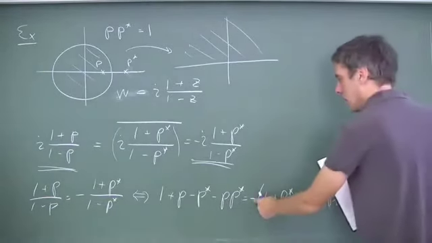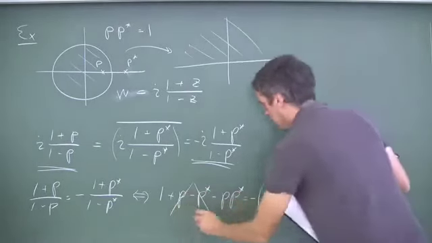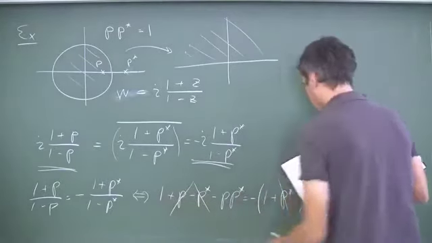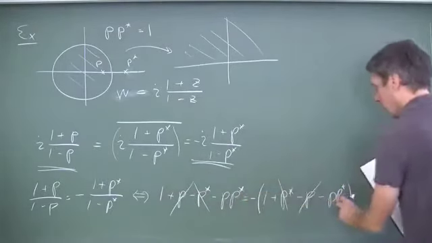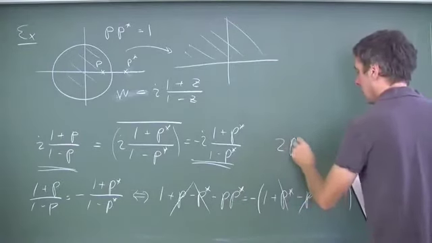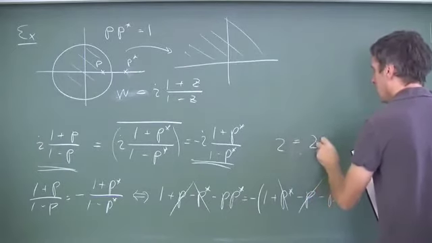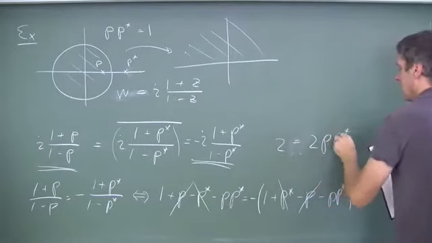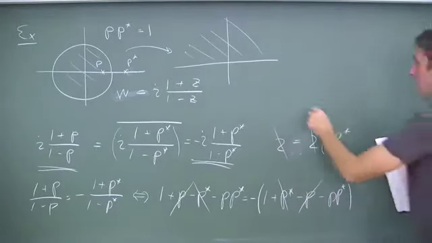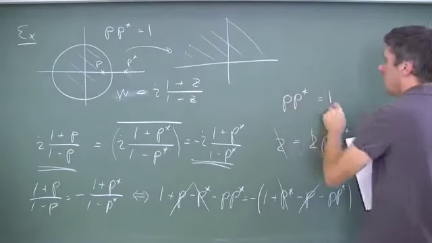And because of this minus sign, you see that this term cancels out and that term cancels out. And if you move the 1 over here and this term over here, you just get that 2 is equal to 2 times p star. And if you just divide by 2 here, now you get p times p star is equal to 1.